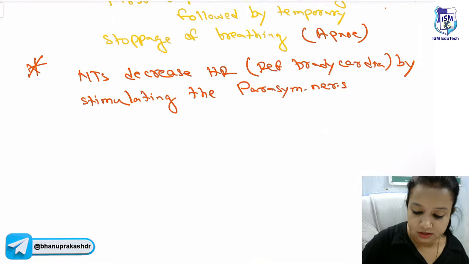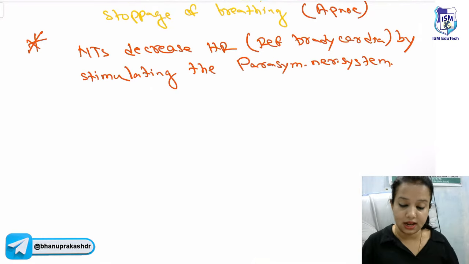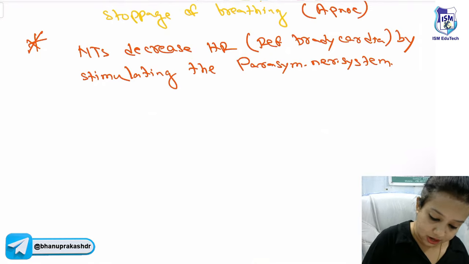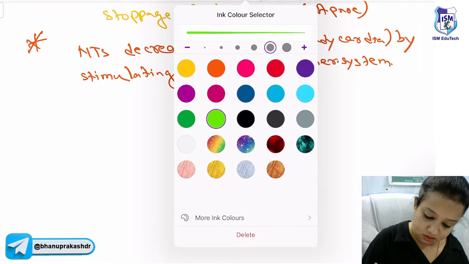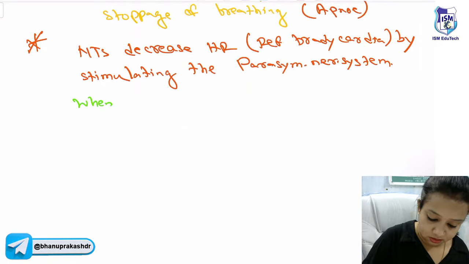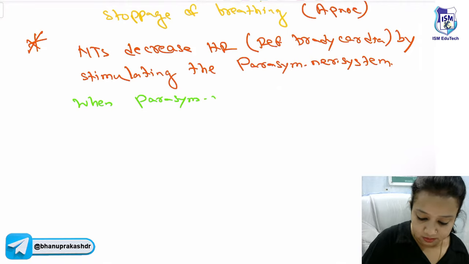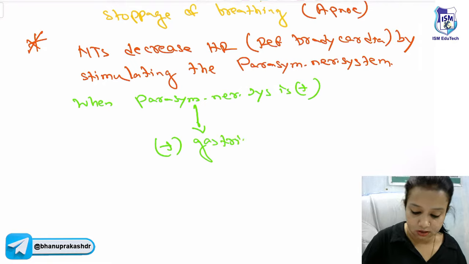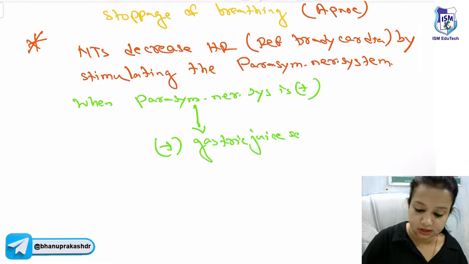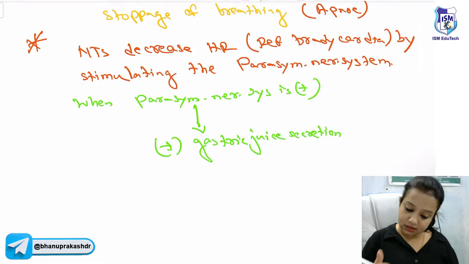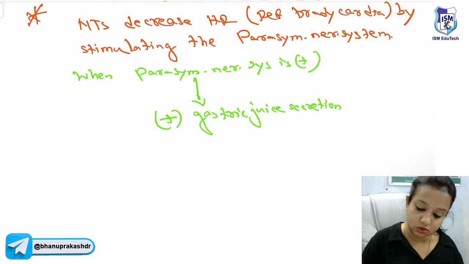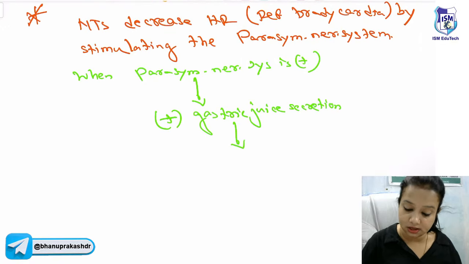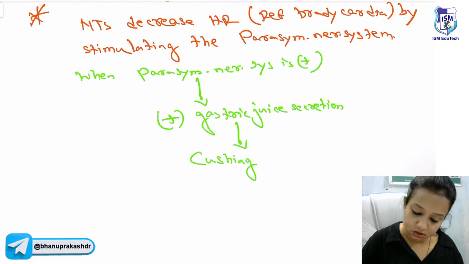Now, it is seen that as a side effect, when the parasympathetic nervous system is stimulated, that is the vagus nerve is stimulated, on the side, what happens? It stimulates gastric juice secretion. Now, this increase in gastric juice secretion induces an ulcer, which is called the Cushing ulcer.